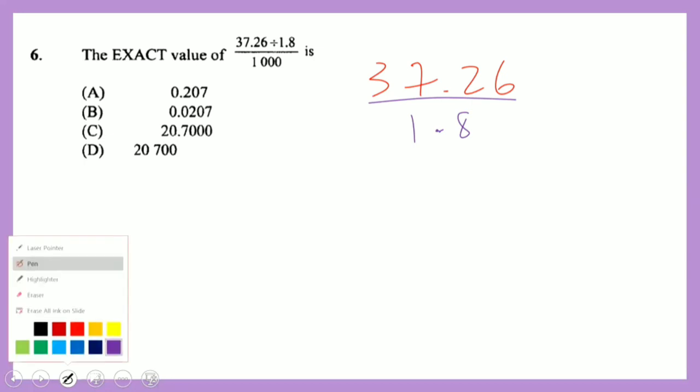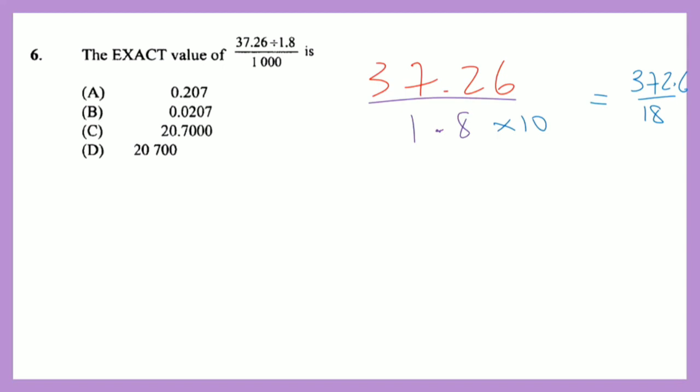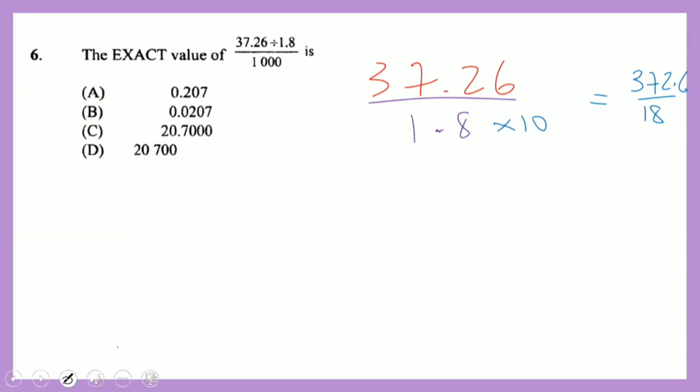How can you do that? Turn it into a whole number. You're going to multiply by 10, because that will turn it into 18 now. And then you also multiply our numerator by 10. So now we have 372.6. All right, and so now we can comfortably divide by a whole number like we know how to.